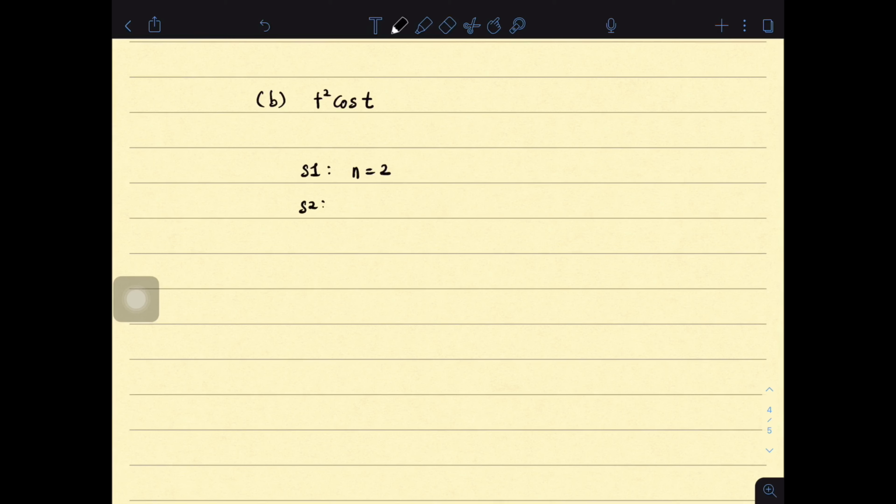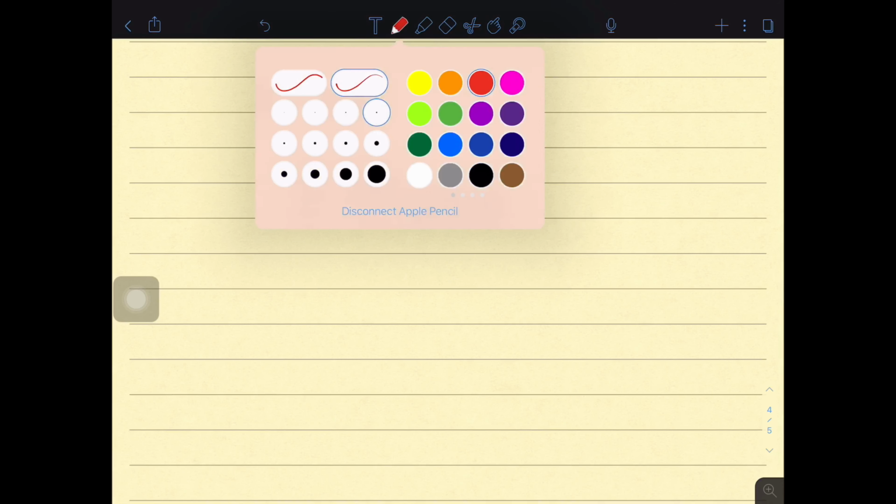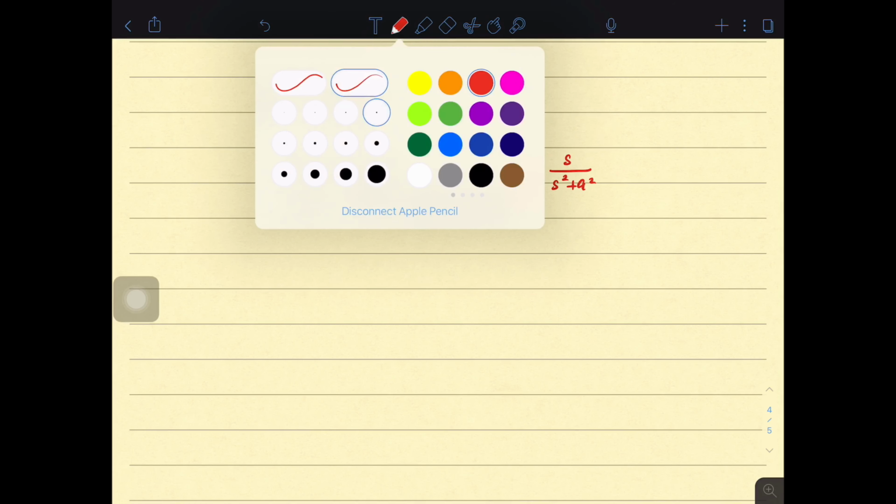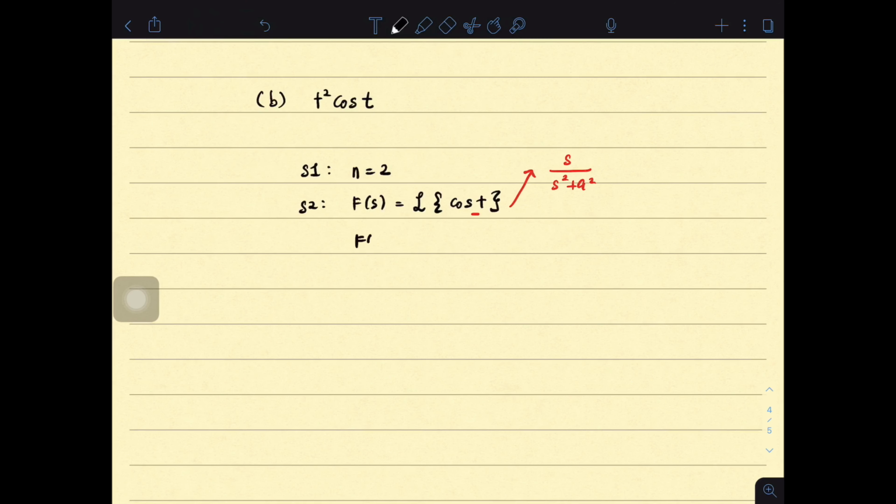The second step is to find F(s), where F(s) is the Laplace transformation of your f(t). For this question, your f(t) is equal to cos t. We can find the Laplace transformation of cos t by using the formula s over s squared plus a squared, and in this case our a is equal to 1. So what we will get for F(s) is s over s squared plus 1 squared, which is s over s squared plus 1.